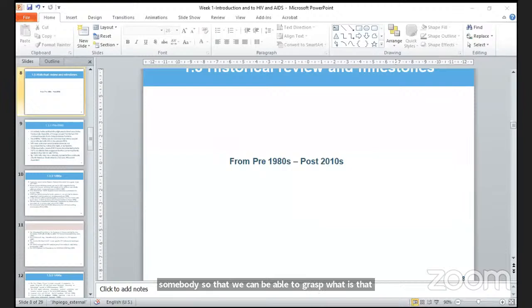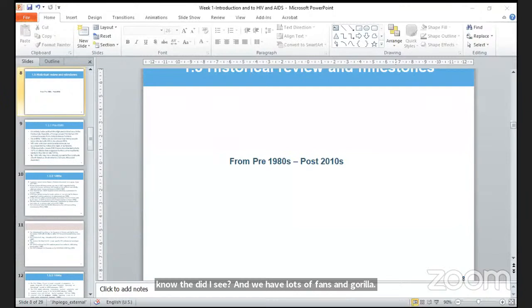Now, the pre-1980s, the theory of the origin is that the virus came from the DRC, the Democratic Republic of Congo, around 1920, from chimpanzees to human beings. That is the widely accepted theory as far as the origin of the virus is concerned. There are other claims. Some say it was manufactured in the lab, some say maybe it was from a gorilla or baboon. But the widely accepted theory is that it crossed over from chimpanzees to human beings around 1920 from the DRC, where we have lots of apes and gorillas in the Congo forest.